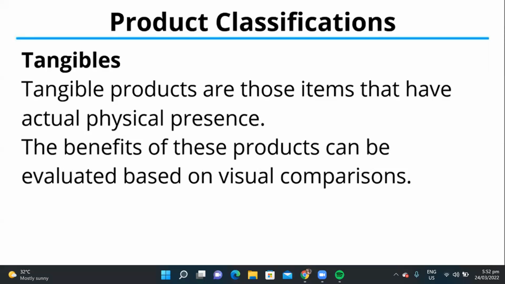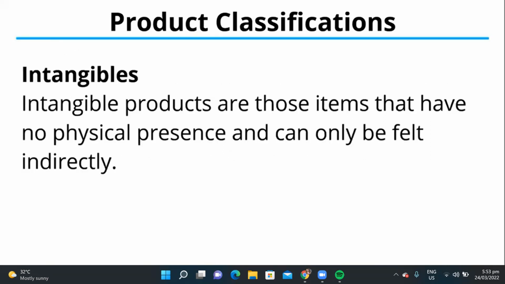So we have the following classifications of product. We have the tangibles, meaning ito yung nahahawakan, nakikita na products, no? Tangible products are those items that have actual physical presence. The benefits of these products can be evaluated based on the visual comparison. So ito talaga nahahawakan natin at nakikita natin. Then intangibles. Intangible products are those items that have no physical presence that can only be felt indirectly.